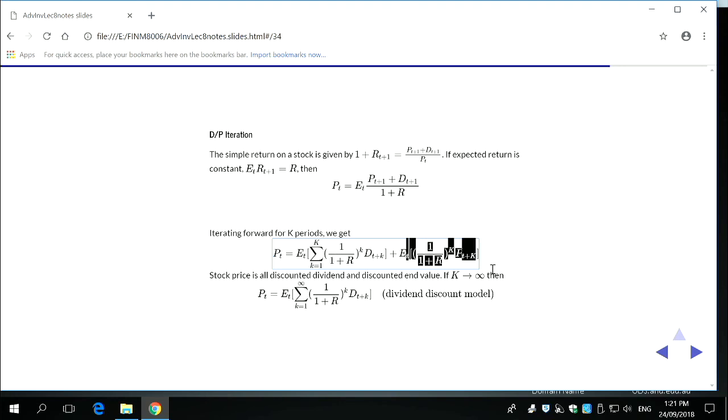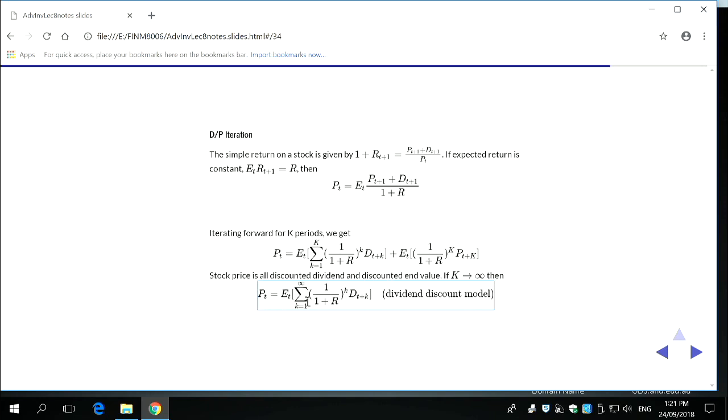If this K goes to infinity, which means in the really, really distant future, the second part goes to 0 because the discount factor to the power of K is almost 0, right? So the future value doesn't really matter if it's in the really, really distant future. So what you end up with is this dividend discount model, which says the price equals the sum of all the expected future dividends discounted.